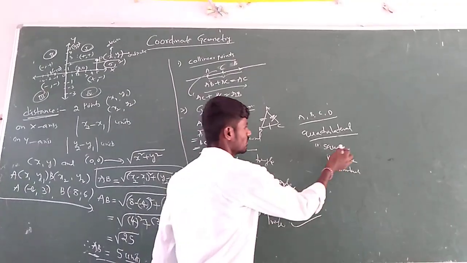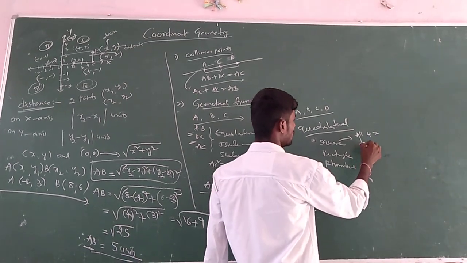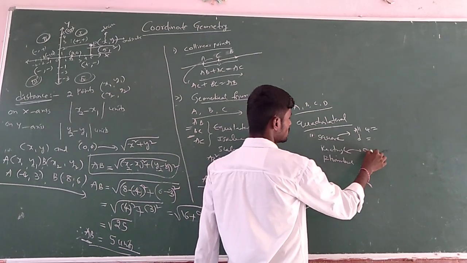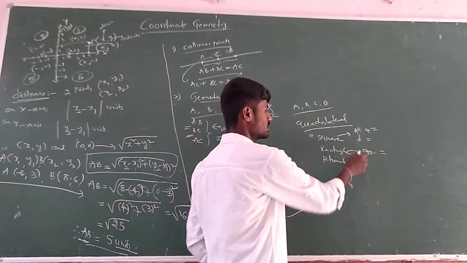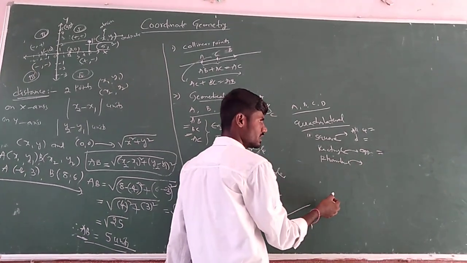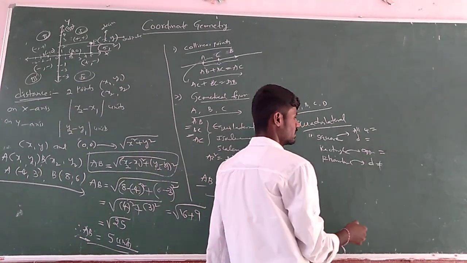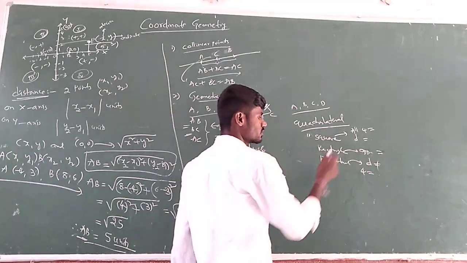If it is a square, how can you find it? All four sides are equal and diagonals are also equal. This is the condition. Rectangle means opposite sides are equal and diagonals are also equal. Opposite sides are equal, that is the main property. Coming to rhombus, diagonals are not equal but all four sides are equal.